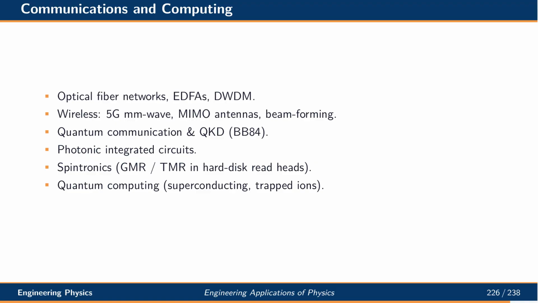Modern communications and computing rely on a wide range of physics. Optical fiber networks use erbium-doped fiber amplifiers and dense wavelength division multiplexing. Wireless systems include 5G millimeter wave, MIMO antennas, and beamforming. Quantum communication and quantum key distribution, including the BB84 protocol, offer fundamentally secured links.